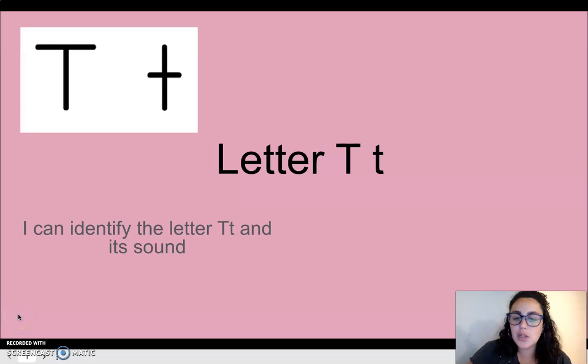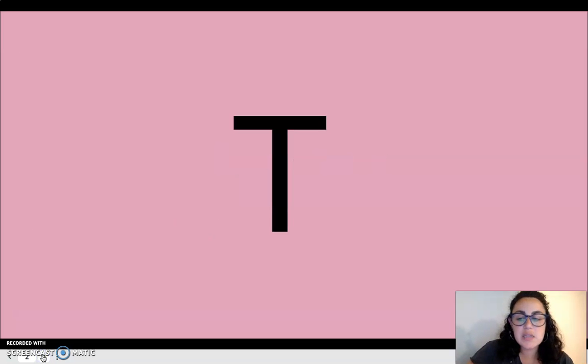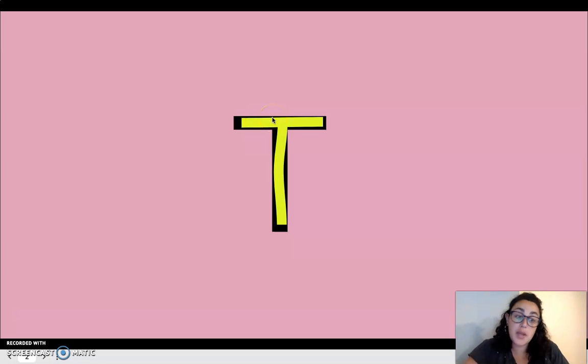In this lesson, we're going to learn about the letter T, what it looks like, and the sound it can represent. So this is what a T looks like, an uppercase T. It's a line across and a line down. So when we write it, it looks like this, across, down. Try it with me. Across, down. That's an uppercase T.